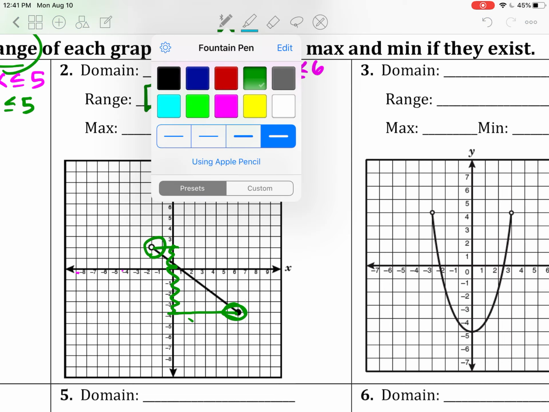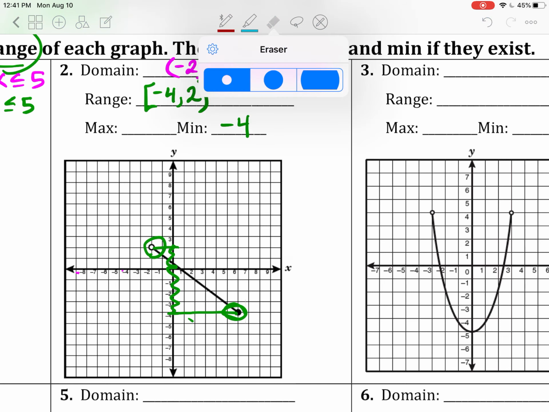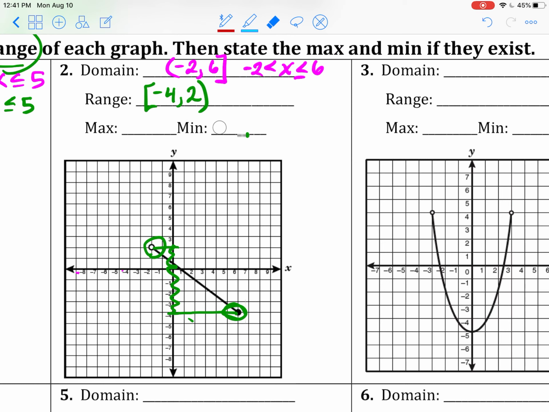And I'm not going to write the max because there's a parenthesis here. Anytime there's a parenthesis, meaning you had an open circle, that means you don't get to include the 2. And so the maximum does not exist. D and E for does not exist. Anytime you have an open circle where the maximum should be, you're going to say does not exist, because you can get infinitely close to this maximum number but never actually reach it.